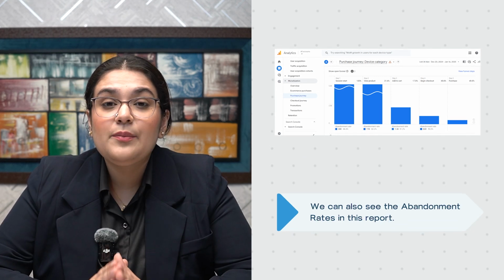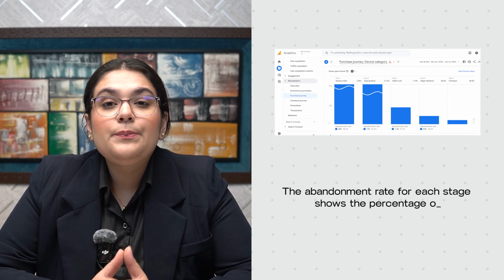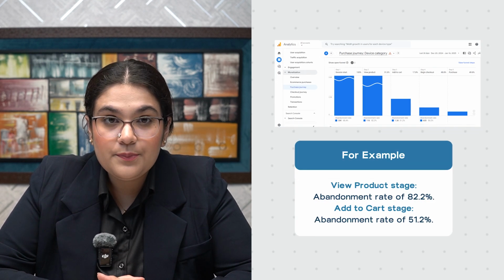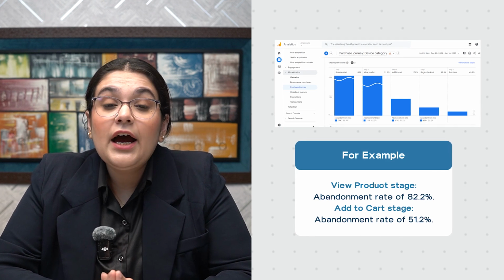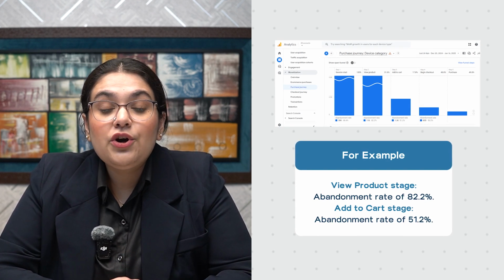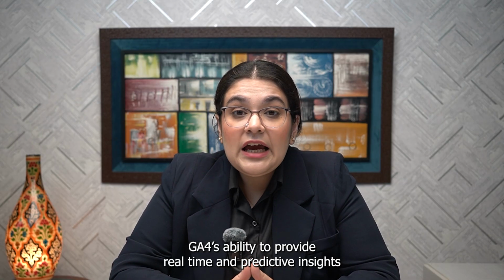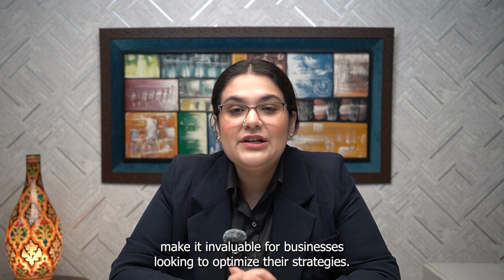We can also see the abandonment rates in this report. The abandonment rate for each stage shows the percentage of users who dropped off before progressing to the next stage. For example, view product stage, abandonment rate of 82.2%. Add to cart stage, abandonment rate of 51.2%. GA4's ability to provide real-time and predictive insights make it invaluable for businesses looking to optimize their strategies.